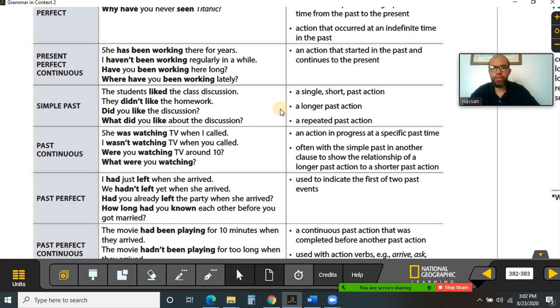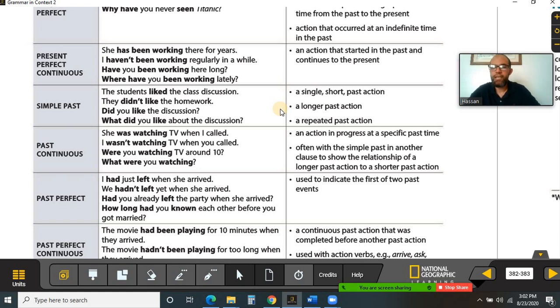When we are talking about the simple past, we have to use past time expressions such as yesterday, this morning, last week, last month, a month ago, a week ago, etc. Past time expressions show when the action happened.